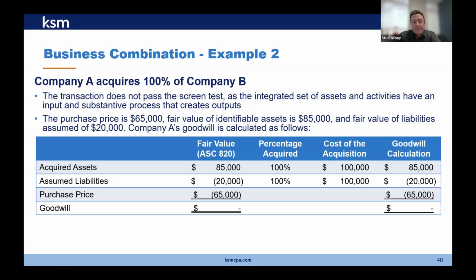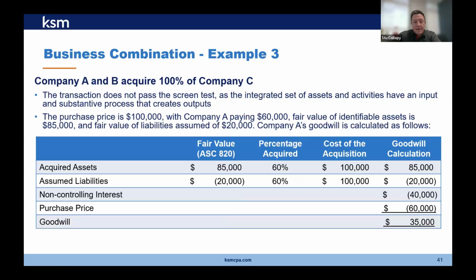This next example is just if the amount of the purchase was the exact amount of the assets acquired and the liabilities assumed. So you paid 65, the net value of the assets and liabilities is 65, so no goodwill needs to be recorded.